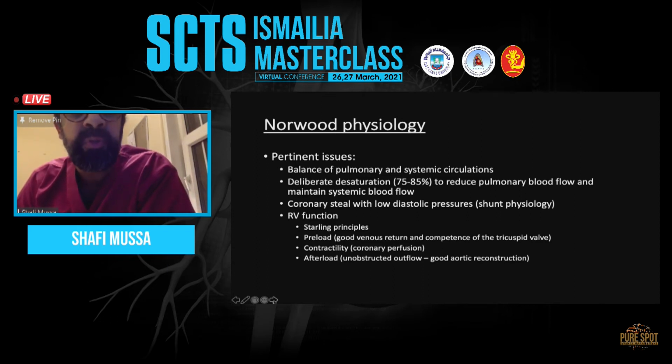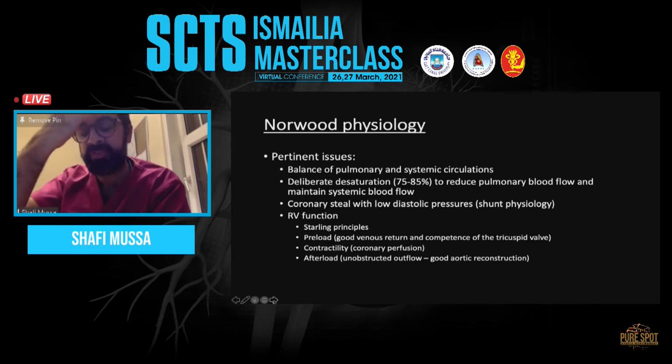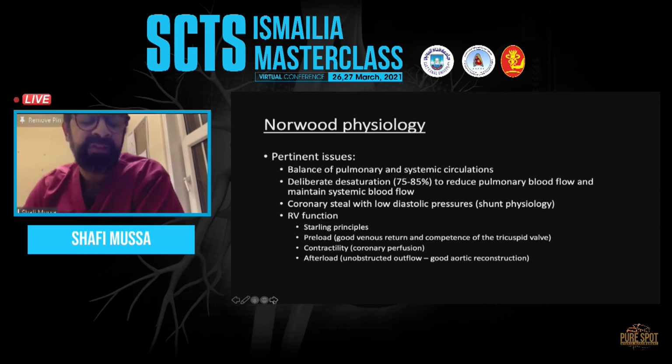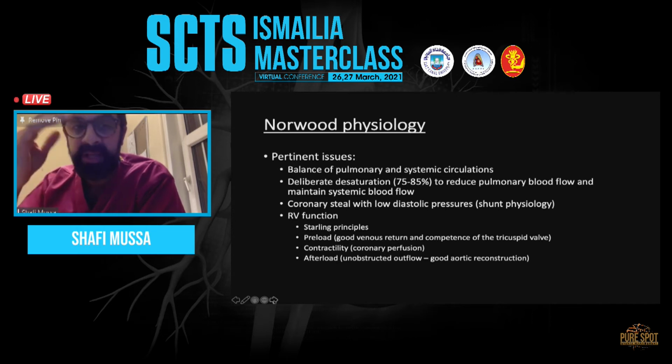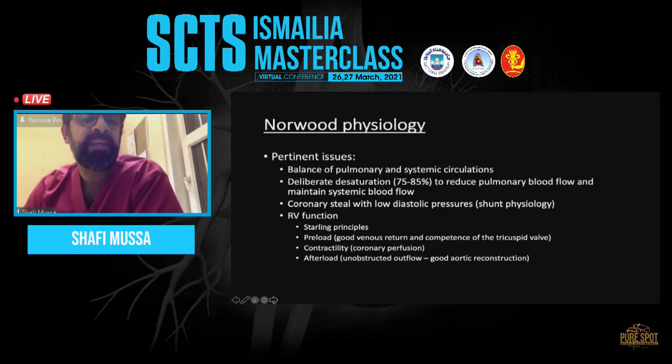And to do this, one needs to adhere to the Starling principles. So the preload needs to be good. So there needs to be good venous return, and that means an adequate septectomy between the left and right atrium, and also competence of the tricuspid valve. There needs to be good contractility, so the coronary perfusion needs to be adequate, and also there needs to be no excessive afterload. So the outflow needs to be unobstructed, and therefore a good aortic reconstruction is paramount.